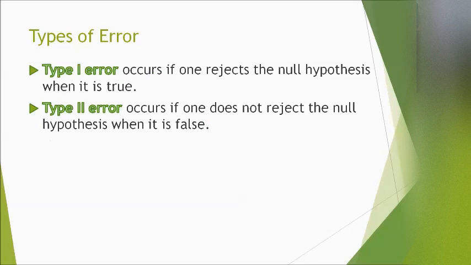So in hypothesis testing with the t-test, of course, we have two types of error. We have the type 1 error and the type 2 error. The type 1 error occurs if one rejects the null hypothesis when it is true. And the type 2 error occurs if one does not reject the null hypothesis when it is false.